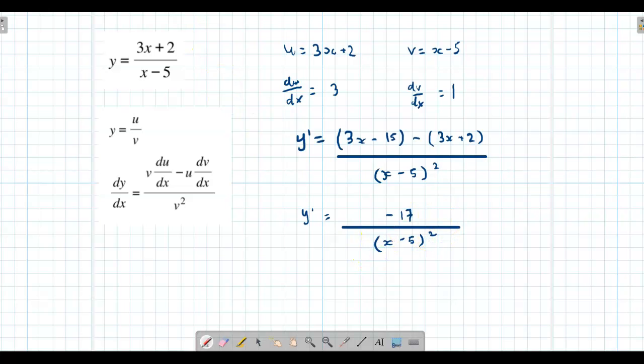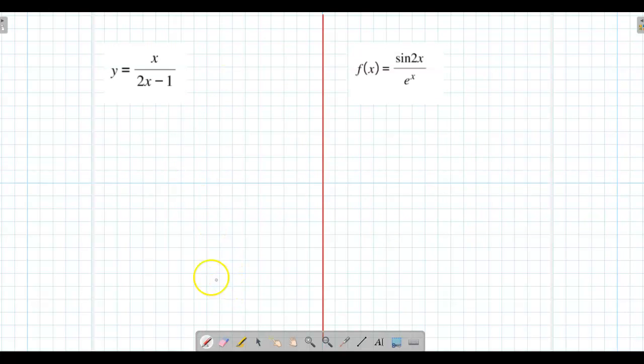So on the next one, I've got 2 examples. So you might want the formula copied down. And here are my 2 examples. You can pause and then I'll do the questions afterwards.